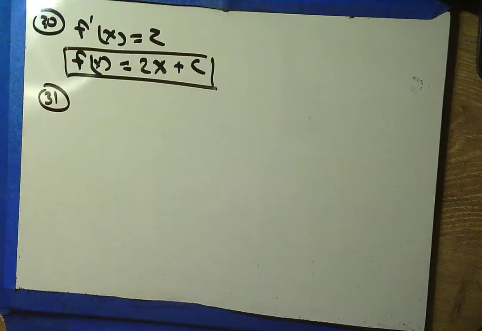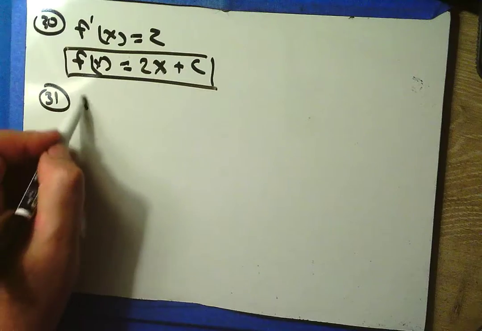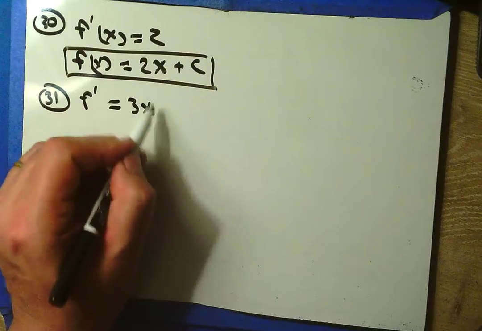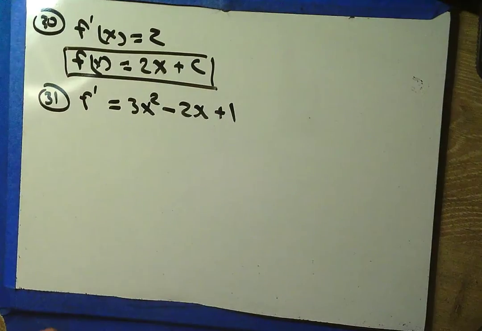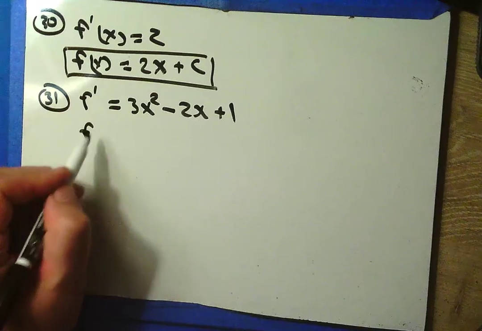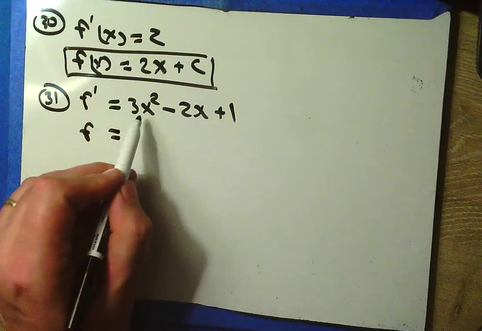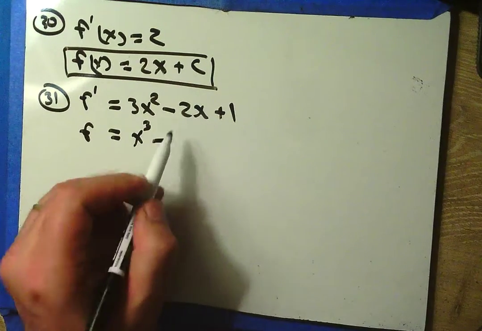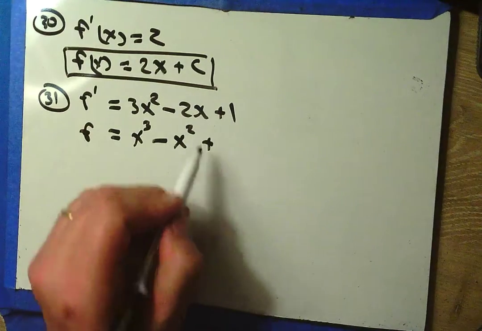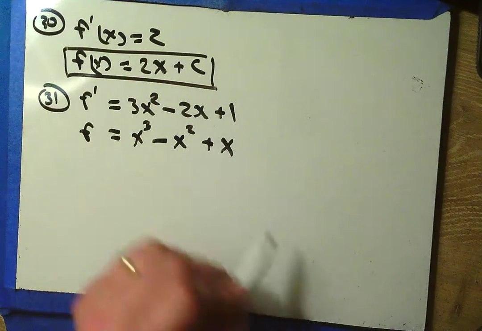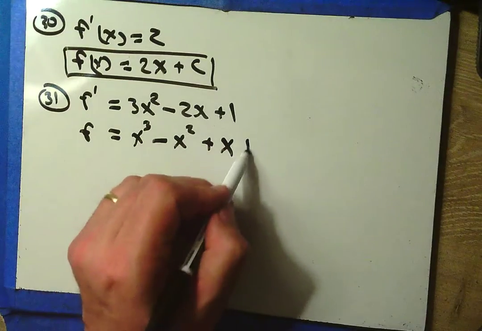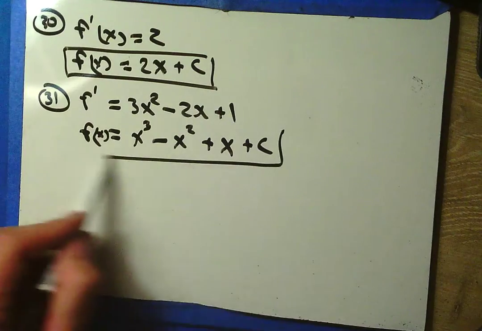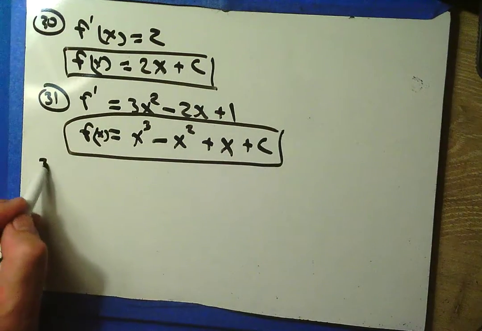Okay, 31. We're looking at f prime equals 3x squared minus 2x plus 1. Okay, so what would f be? Whose derivative is this? Oh, that's the derivative of x to the third. Minus whose derivative is this? Oh, that's x squared's derivative. And whose derivative is that? That's the derivative of 1x. Don't forget, when you're going backwards, you need that plus c. You've got to have that constant when you go backwards, or you will lose the answer point.